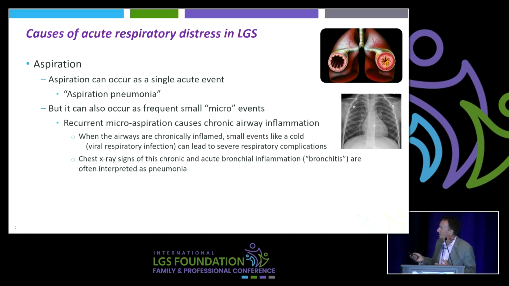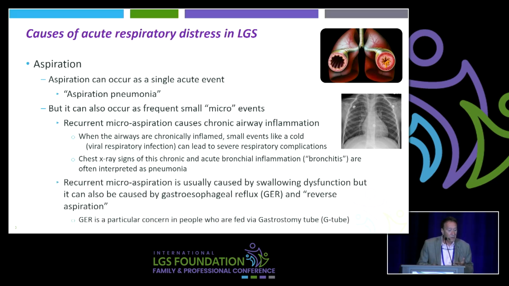These figures show you what a normal airway might look like, and what an airway looks like if there is chronic inflammation and chronic infection, bronchitis. The x-ray is more subtle, but these kinds of x-rays will often also be called pneumonia by the radiologist. So it's sometimes important to understand what this x-ray really looks like when we're clarifying this.